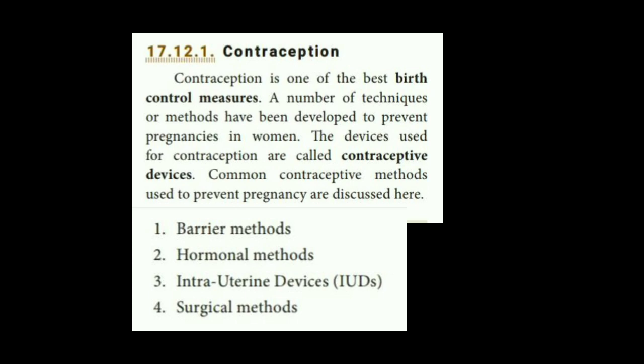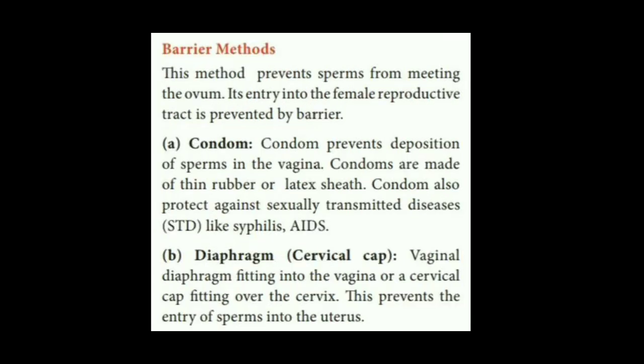There are different contraceptive methods used to prevent pregnancy. They are barrier methods, hormonal methods, intrauterine devices and surgical methods. In barrier methods, the male gametes, sperms, are not allowed to reach the eggs. Condoms and cervical caps on the vagina are examples of barriers. These devices prevent the meeting of sperms and ovum. These barriers also protect against sexually transmitted diseases such as syphilis and AIDS.